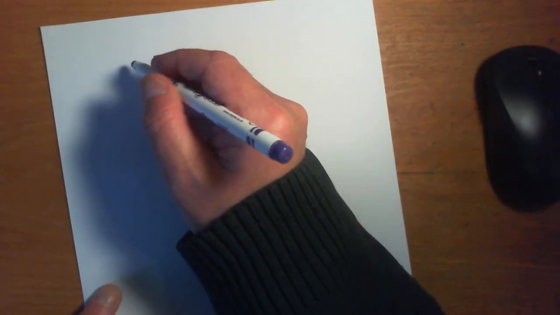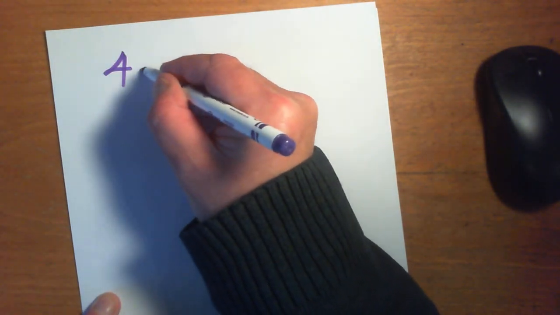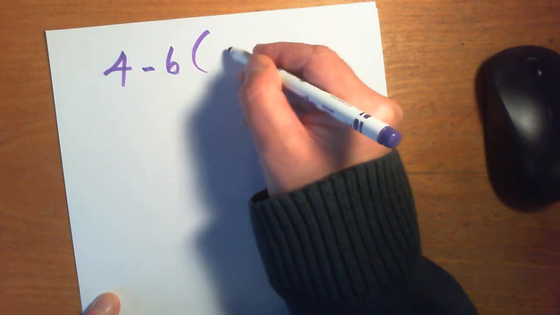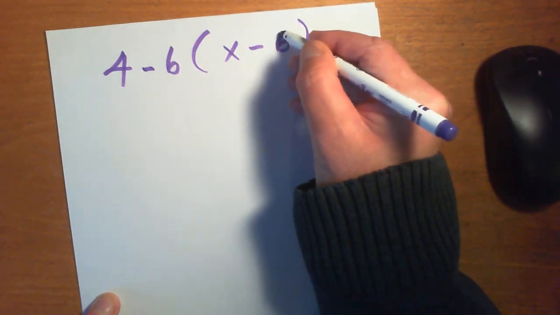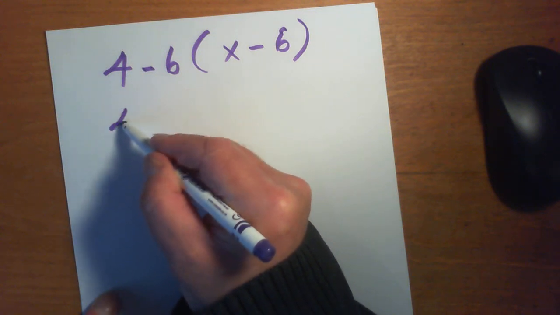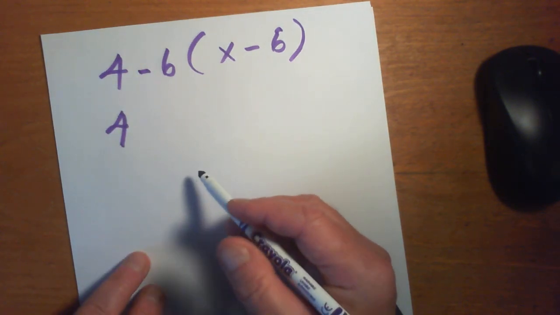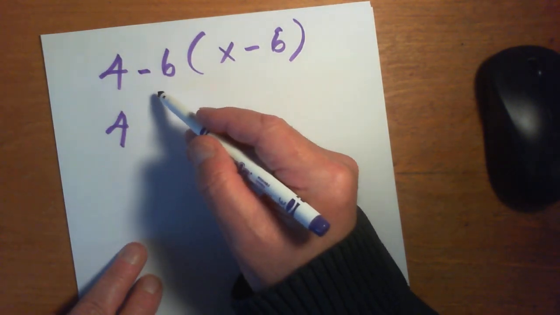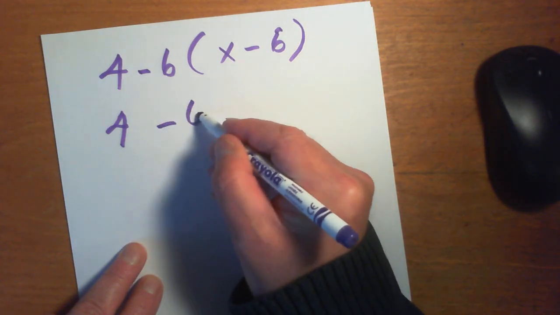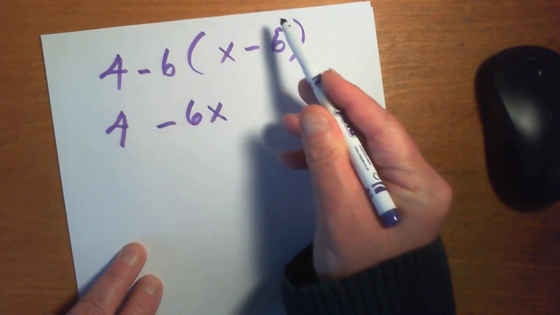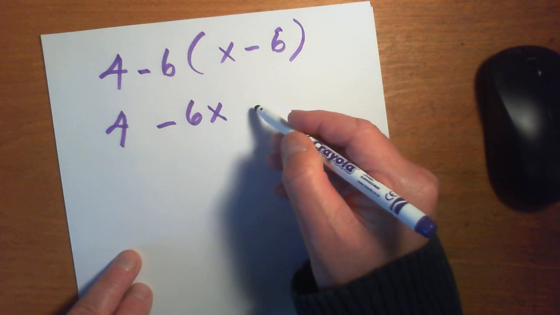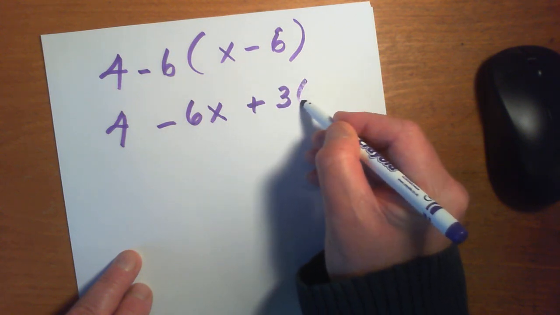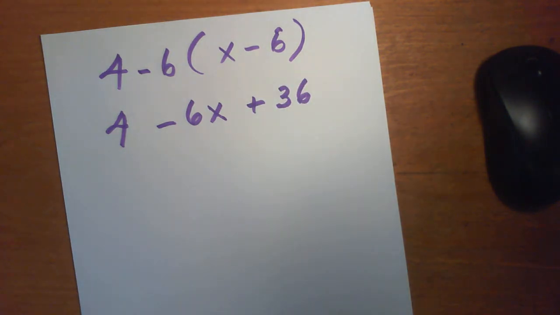So again, I proceed by example to a slightly more difficult one, minus 6 times x minus 6. Same idea, that 4 is superfluous really, stick it down there. Minus 6 times x is minus 6x. Minus 6 times minus 6, now that's plus 36. A negative number times a negative number equals a positive number.